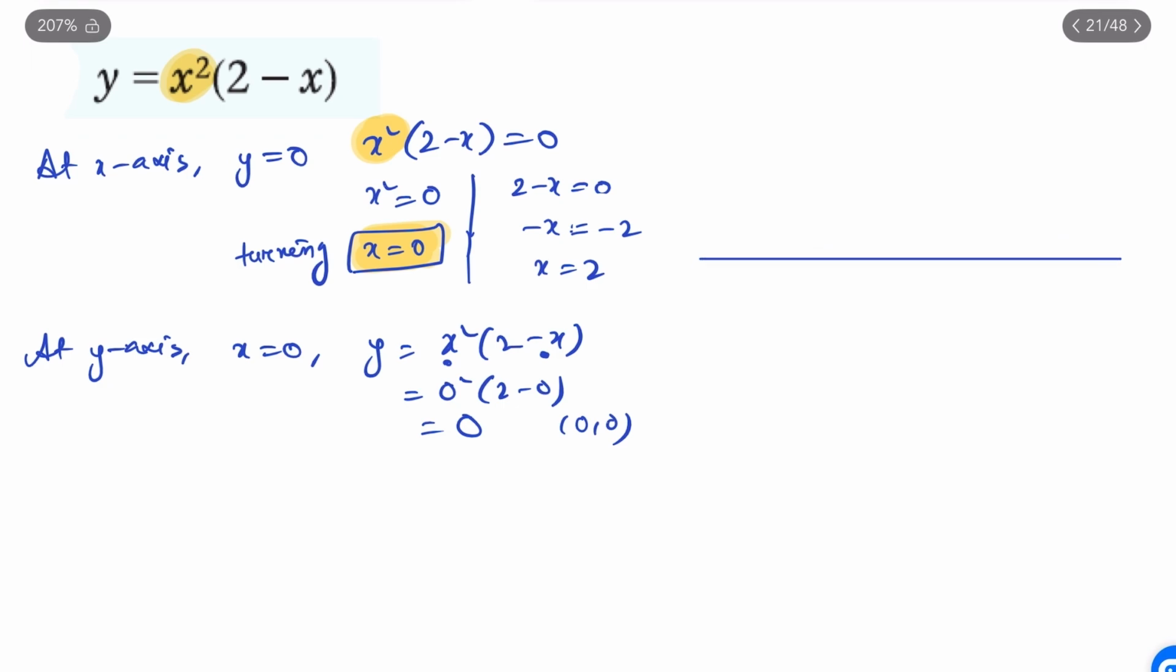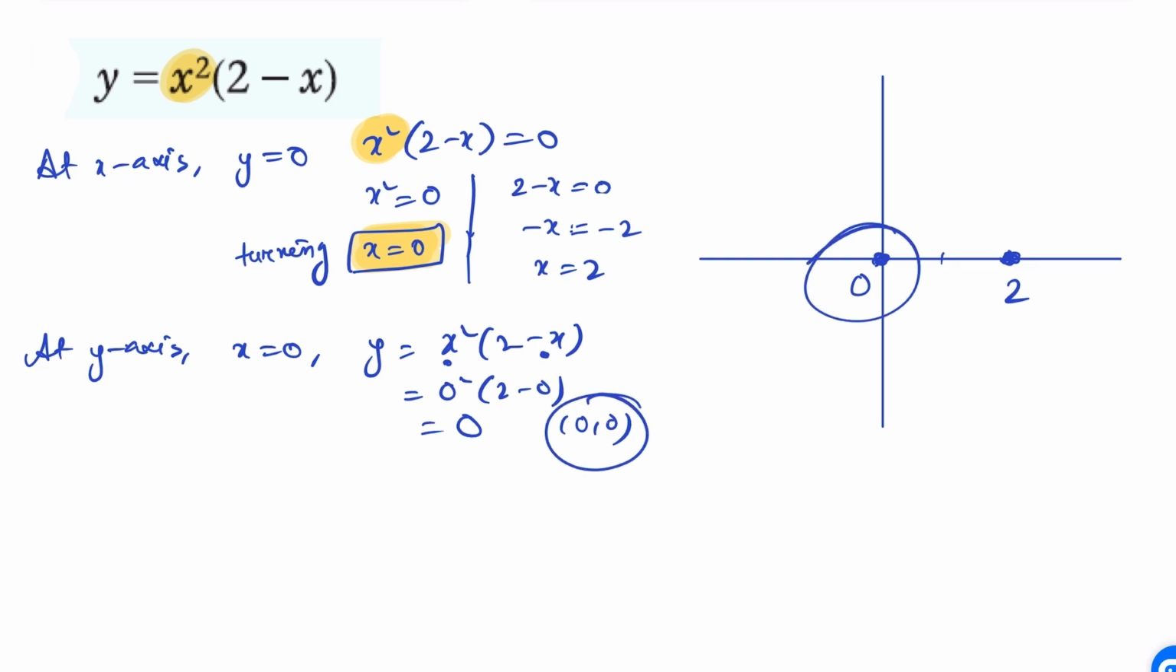So if I try to sketch this, at the x-axis we have 0 and then positive 2. These are the 2 intersecting points at the x-axis. What about the y-axis? It is (0, 0). So basically, we need to sketch the curve using these 2 intersecting points only, and we will have a turning point at x equals 0.